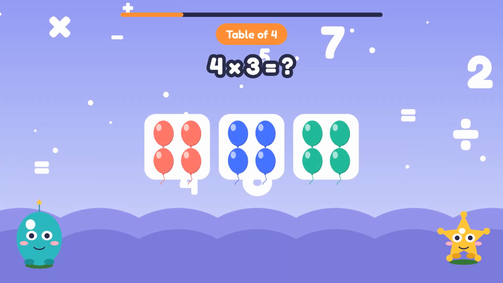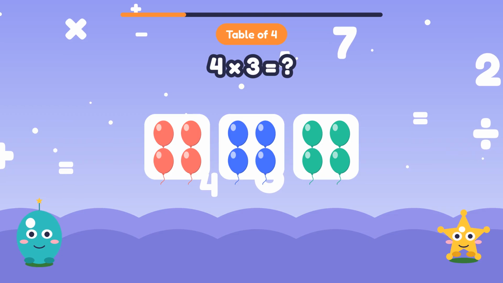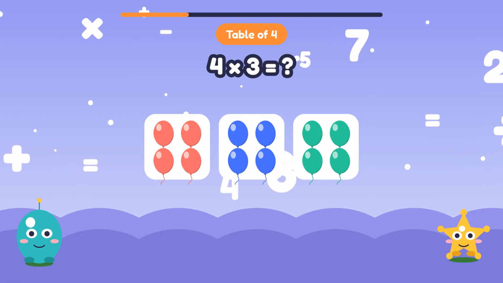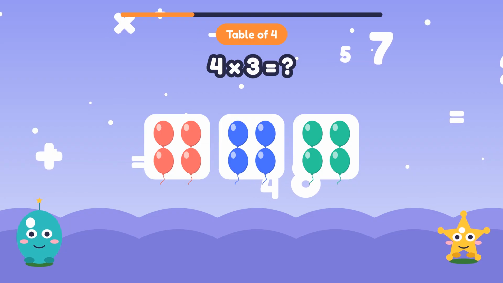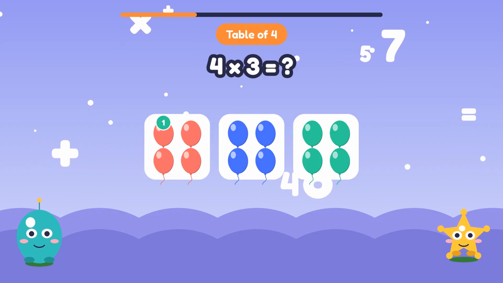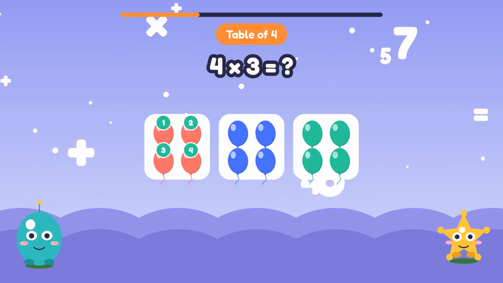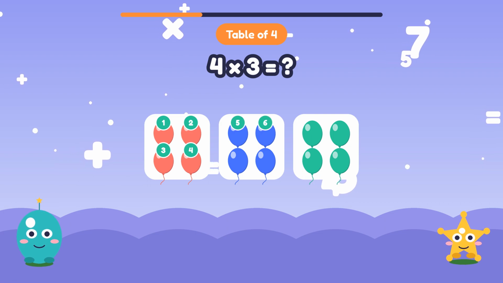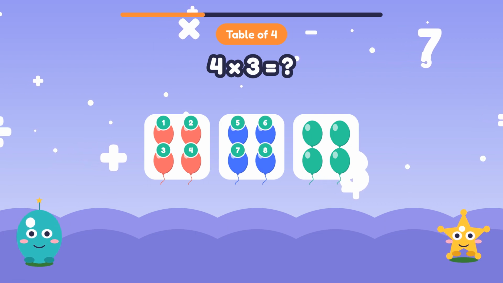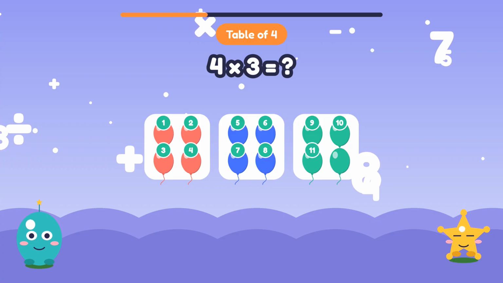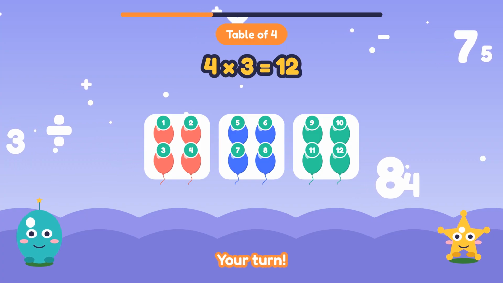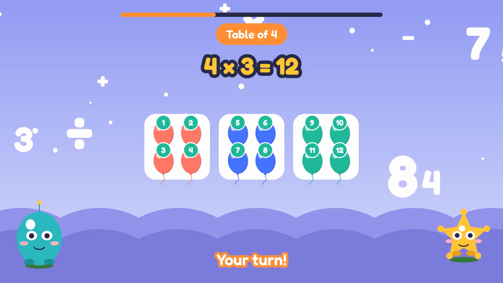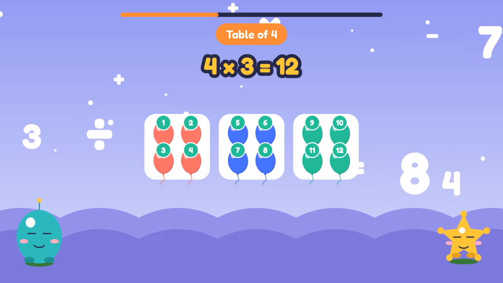Here comes a third group of 4. We had 8. What comes next? 1, 2, 3, 4, 5, 6, 7, 8, 9, 10, 11, 12. Can you say it? 4 times 3 is 12.